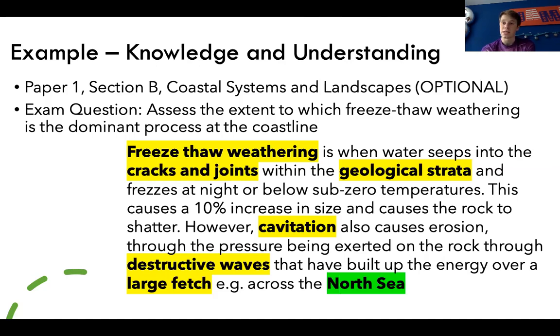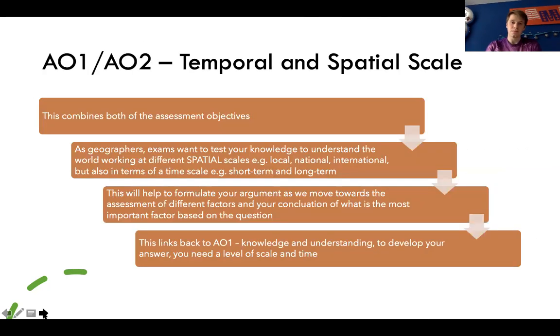So you are showing that basically you have that along your case study knowledge. And this one's probably my favourite. This is half of an AO1, AO2, because you're then bringing in different bits, but this combines both the assessment objectives. As geographers, exams want to test your knowledge to understand the world working at different spatial scales, so your local scale, where you live, the national, the country, international.